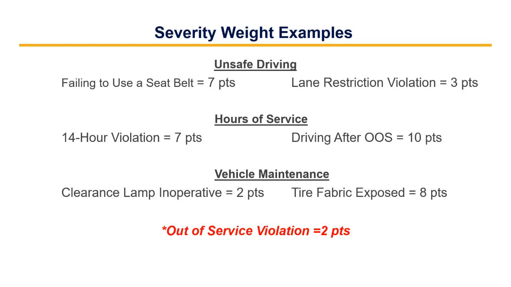More serious. And then finally, the vehicle maintenance basic, a clearance lamp that is found to be inoperative would result in 2 points, whereas tire fabric exposed on a tire would be 8 points. I also want to point out at the bottom of that slide that if a violation results in the vehicle or driver being placed out of service, meaning they can't move until that violation is corrected, it's an additional 2 points assessed.